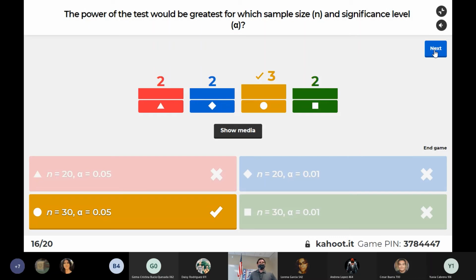Right, and the yellow or third option there is correct. The way to increase the power of a test is to increase the sample size and increase the significance level. One or both of those things will do. Of the 4 options here, that third option, n equals 30 and alpha equals 0.05, pairs the highest sample size and the highest significance level. So that option would result in the greatest power.